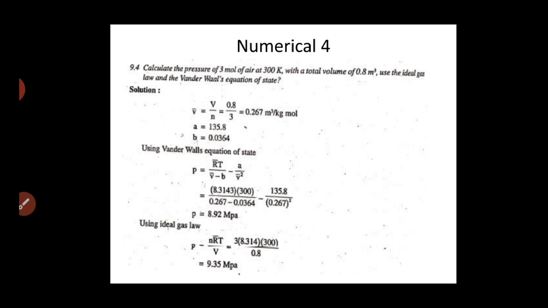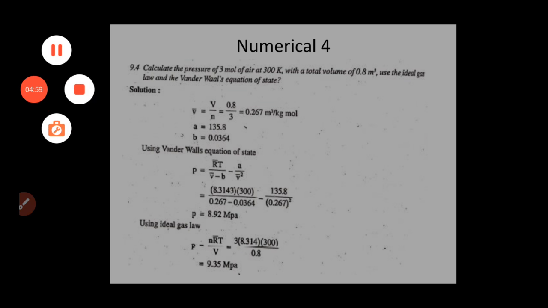And now for the ideal gas it is straightforward. PV is equal to nRT, and substituting the values we found out the value of P. This is how you can solve for pressures using the ideal gas equation as well as the Van der Waals equation of state.